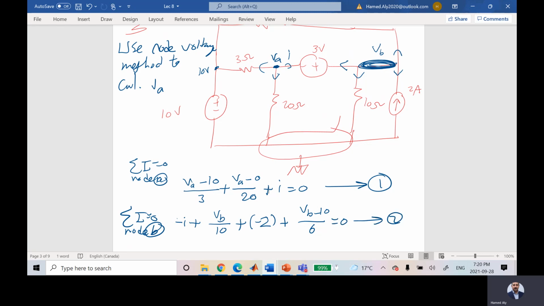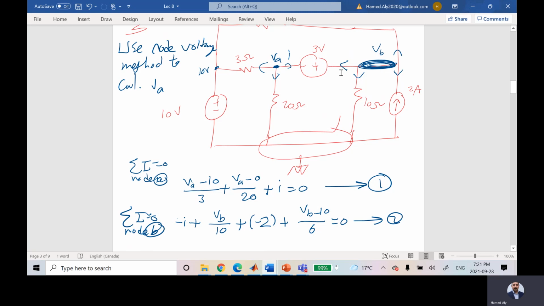How many unknowns? I need one more equation. Should I say summation the current here is equal to 0? If you said summation the current here is equal to 0, you are adding an extra unknown. You are not solving the problem. You are adding one more unknown, which is the current in this guy. So what should I do?